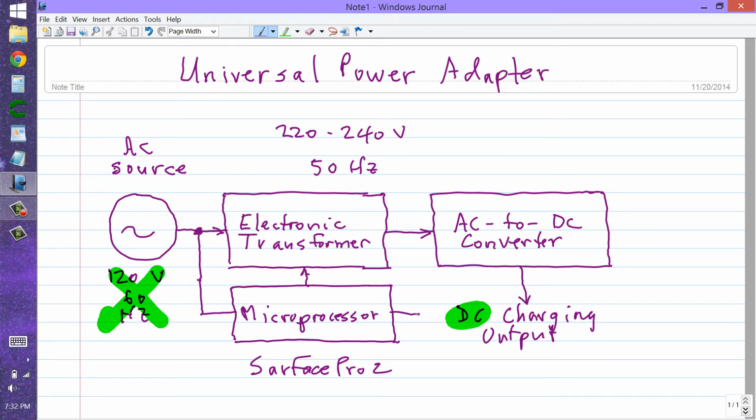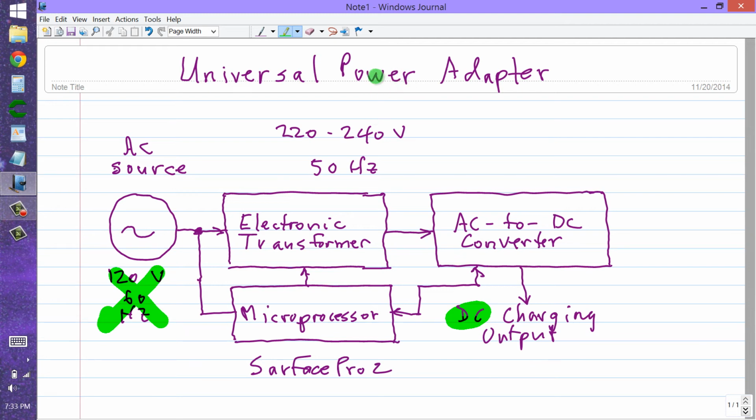I guess I should include then here another connection. The microprocessor is going to have to communicate with this AC to DC converter, so that when you tell it what device you want to use, it tells the transformer what transformation ratio to use to get the proper voltage for this thing, which will then provide the appropriate amount of charging parameters for your particular device. Now, that is the way that I would go about designing something like that.